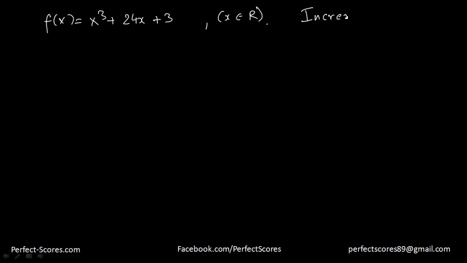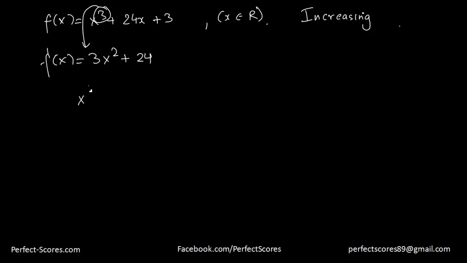Let's take an example. Let's suppose we have a function f of x equal to x cubed plus 24x plus 3, and x belongs to all real numbers. I want to show that it is an increasing function, right? So the derivative of f is going to be equal to 3x squared plus 24. The 3 will come down, and you'll have x squared, and this is 24, right? So this is just the derivative of that function.